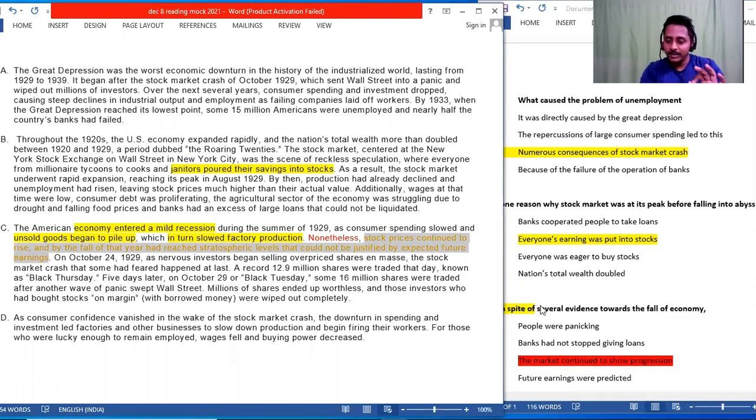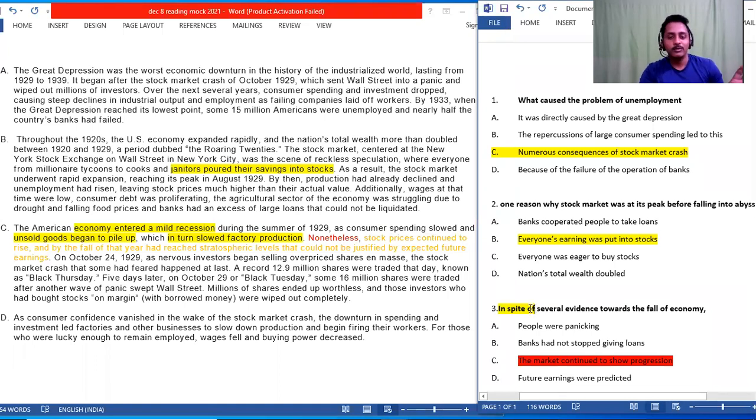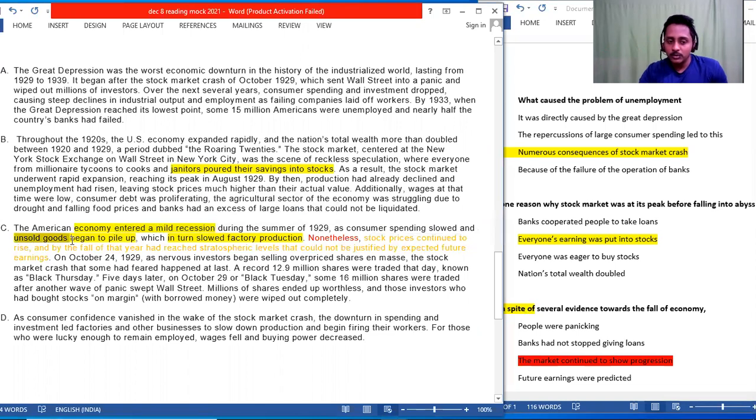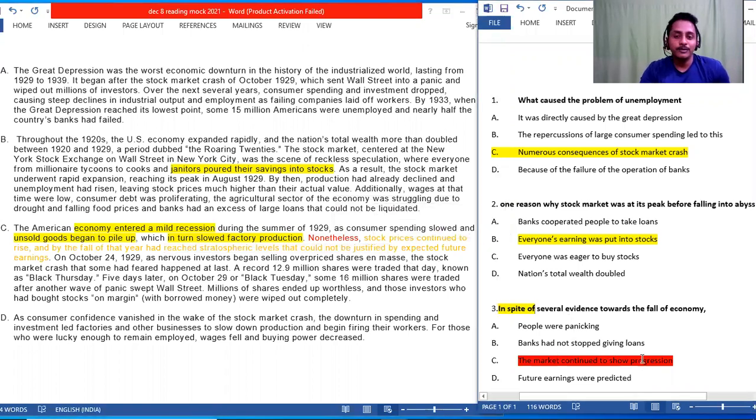In spite, please pay attention. In spite means even though, despite. In spite of the rains, my friend went out without an umbrella. Even though it is raining, my friend went out without an umbrella. Even though there was a mild recession, goods had piled up, slowed factory production, still, nevertheless, nonetheless, stock prices continued to rise. Had reached stratospheric levels that could not be justified by the future earnings. The market continued to show progression.